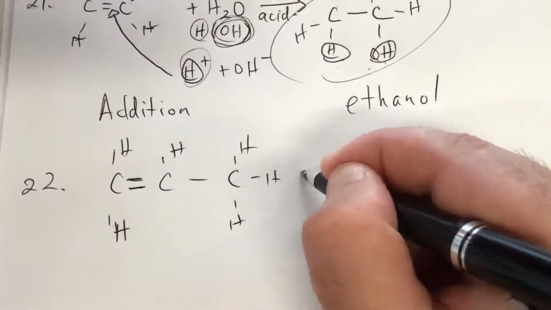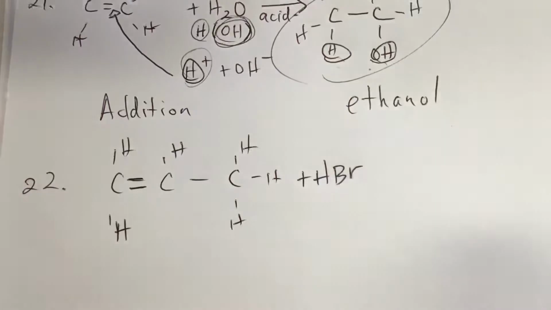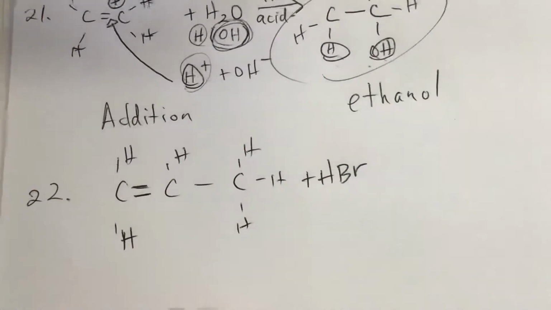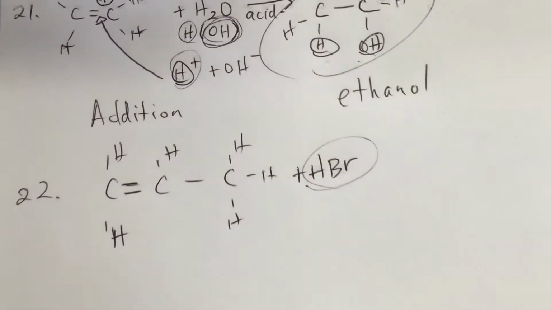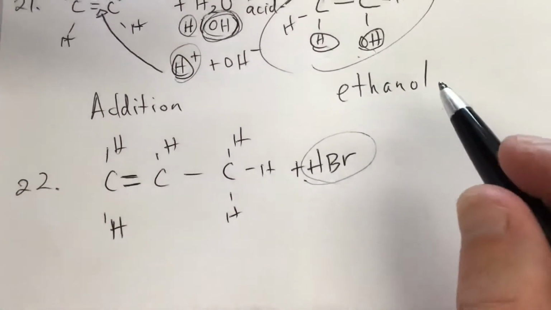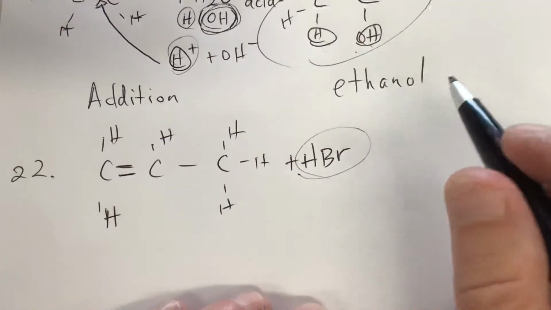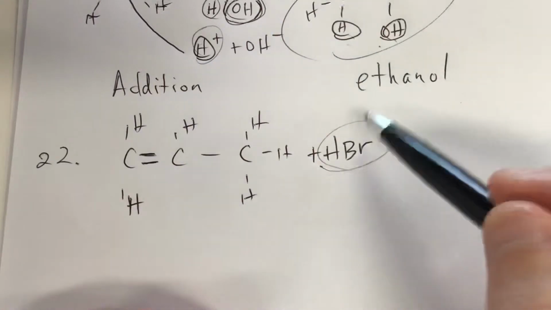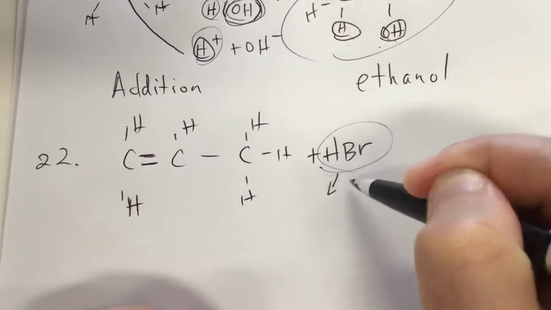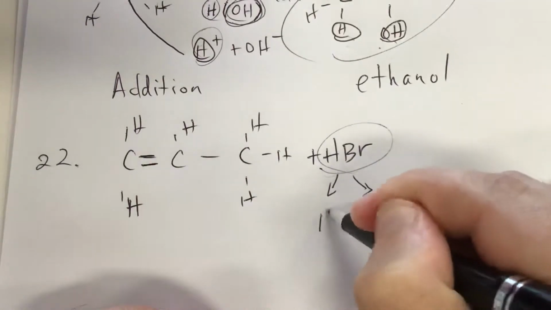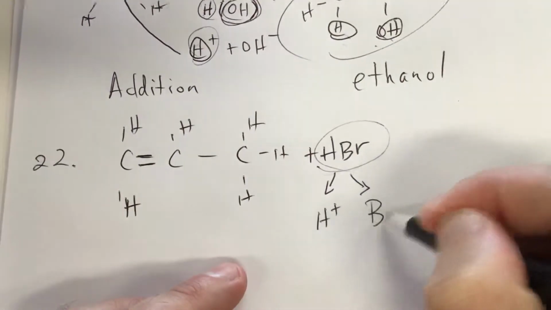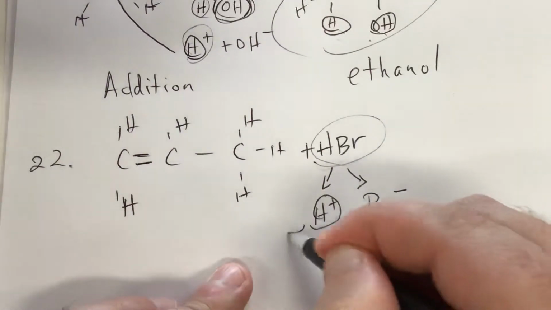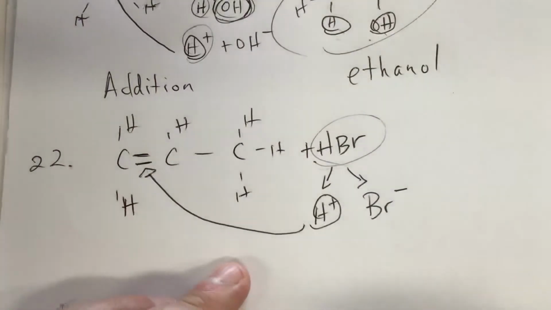Hydrobromic acid, so that's plus HBr. And we're just saying it reacts. So this is an acidic solution. It's pretty strong acid is what it is. So whenever you see it's a double bond, what's going to happen here? This is going to break apart in solution, make a positive and negative. Okay? This positive is going to be attracted to this double bond.